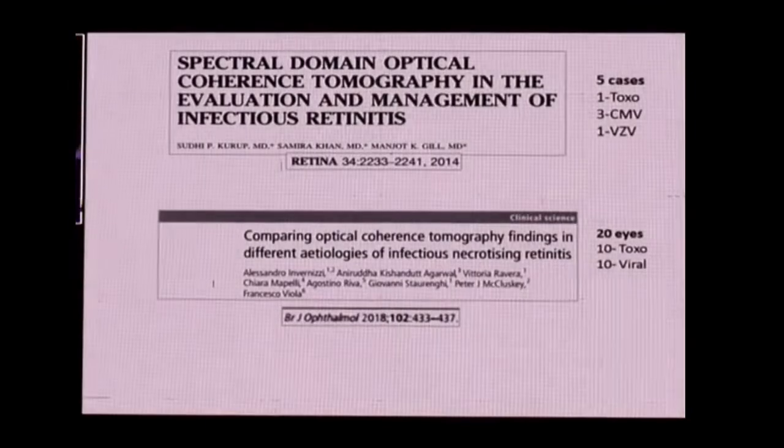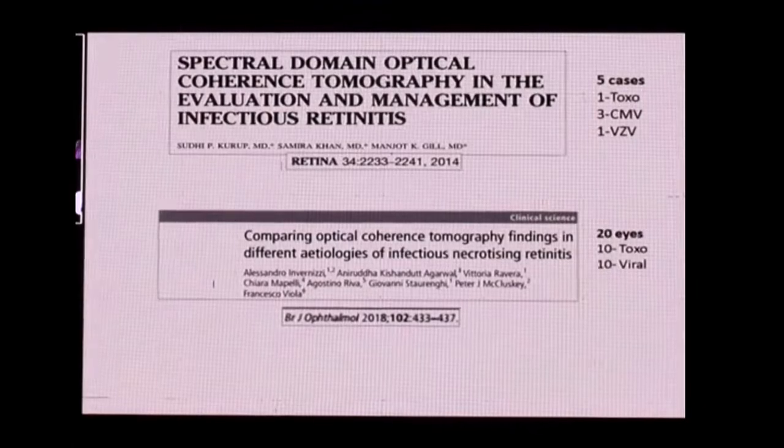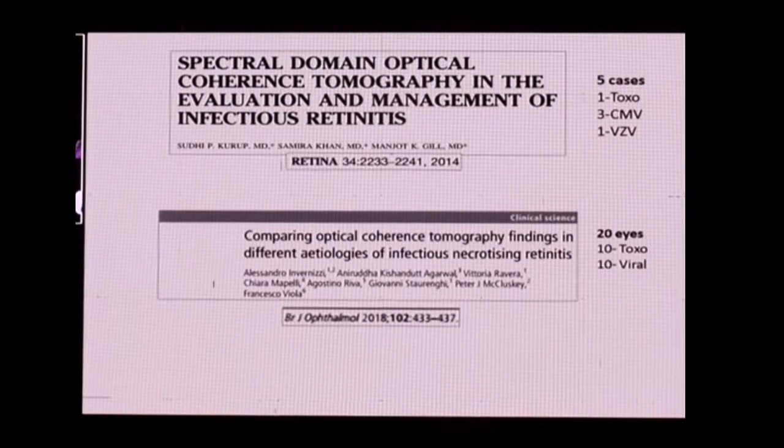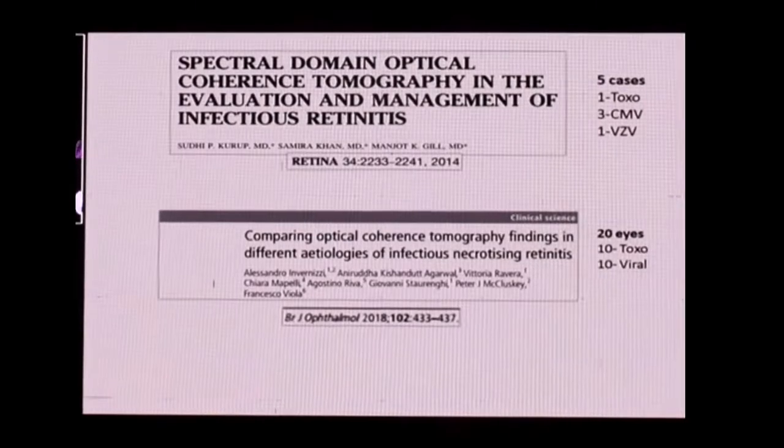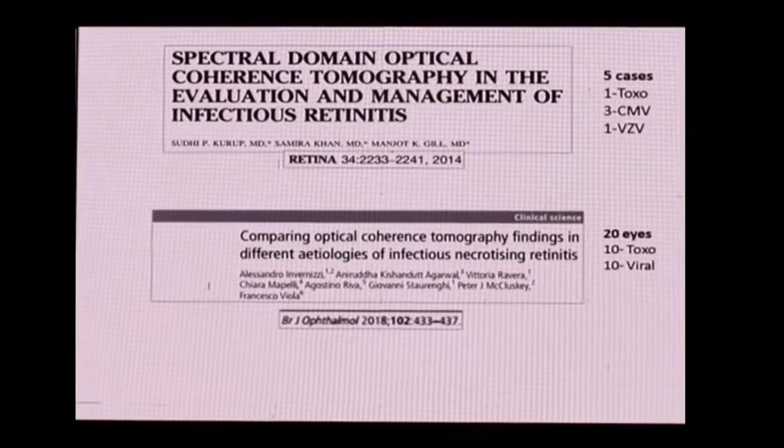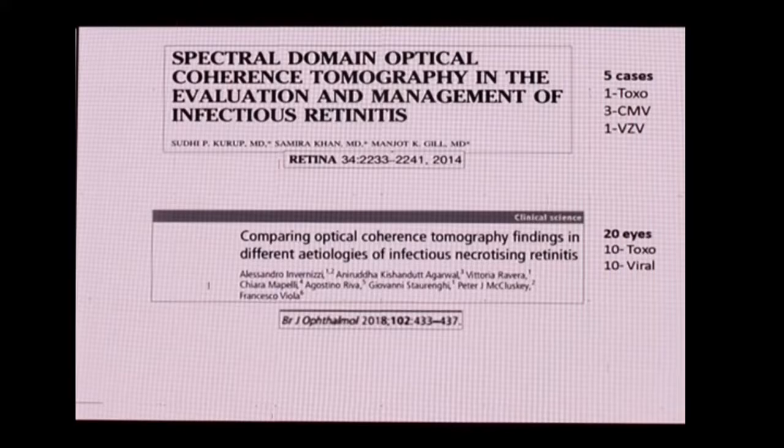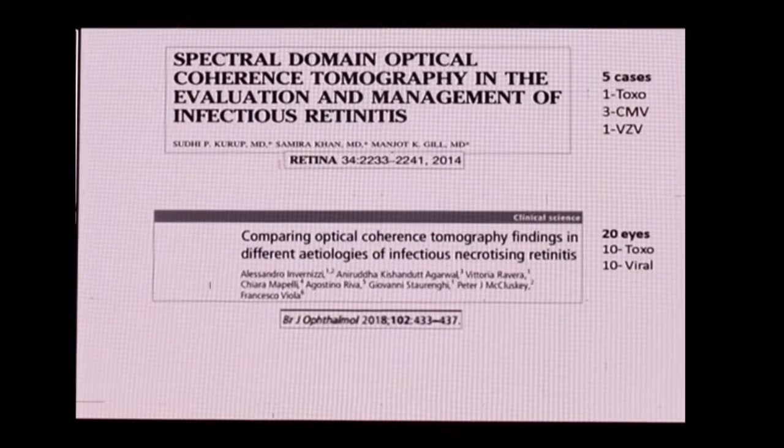So as he gave us this talk, I just went back and looked at the literature, and I found quite interesting articles, and some of the authors are here. So any questions can be directed to them. This looked at whether you could look at the OCT findings and tell the etiology, what is the cause of this retinitis. But it is unfortunate that these are very limited cases.